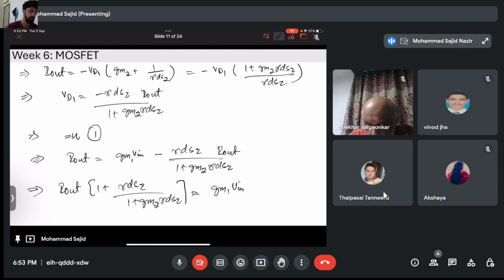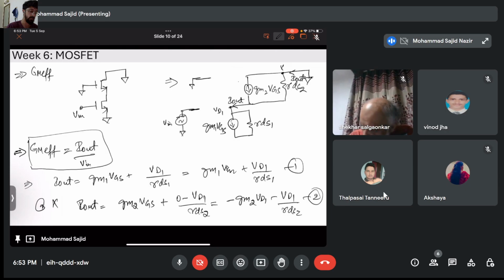V in. Now what I said in the first slide is GM effective is I output by V in.